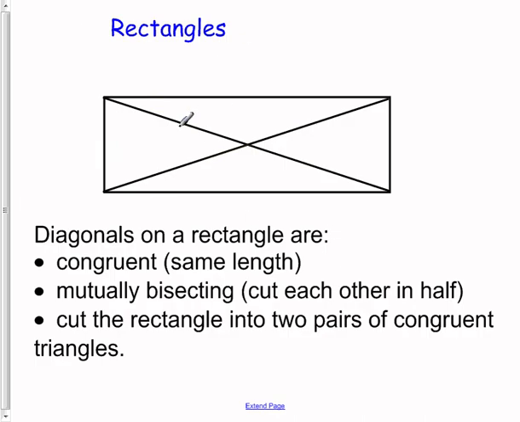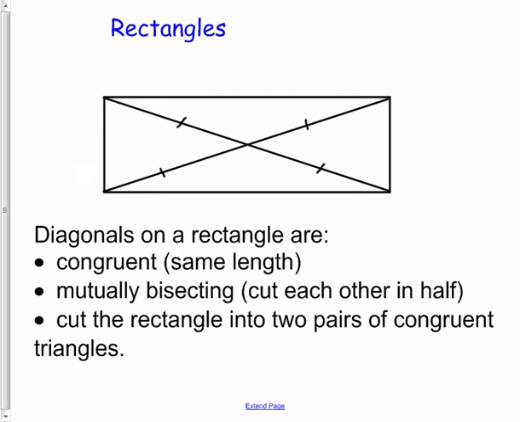So if I were to mark this, this side is the same as this side, and this side is the same as this side. And actually, to be a little bit more specific, these are all the same. Mutually bisecting means they cut each other in half, but all the halves, if you will, are the same. That makes sense because if these are congruent, and they cut each other in half, then obviously each half is the same.